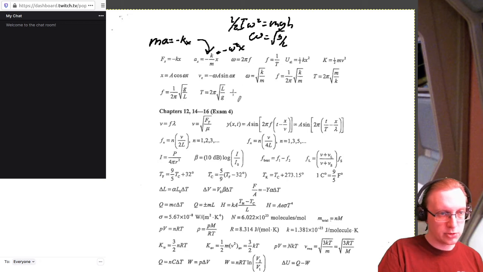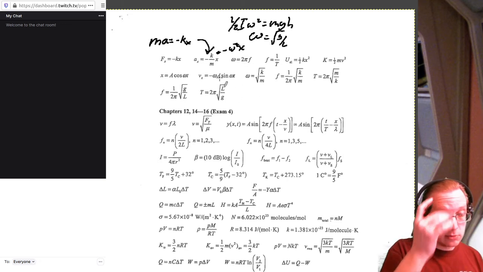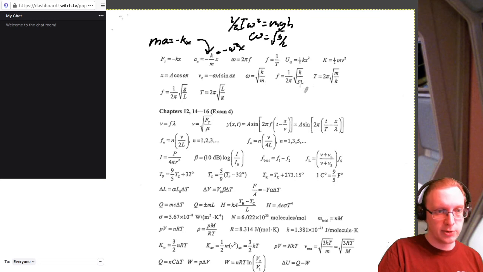Lovely. There we are. So here's our frequency and angular frequency for a mass on a spring. This is the period for a mass on a spring. These two are for the pendulum, the period of a pendulum and the frequency for a pendulum.